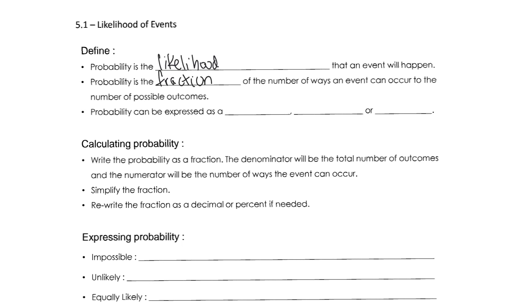Okay, so the next bullet point, probability is the fraction of the number of ways that an event can occur to the number of possible outcomes. So it could also be expressed as a ratio, a decimal, or a percent. We're really going to use it as a fraction or a decimal, and that's about it. For this whole unit, we're really just working with fractions and decimals.